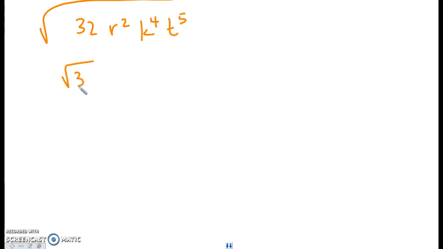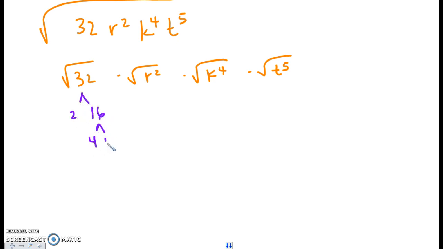So again, I'm going to break it up into the 32 times the radical r squared times the radical k to the 4th times radical t to the 5th. 32, if I were to do the prime factor tree on that, you do 2 and 16, and then this is 4 and 4. So maybe I'd say that's my pair of 4's, and radical 2. R squared, the square root of that is just r. K to the 4th, the square root of that is just k squared.